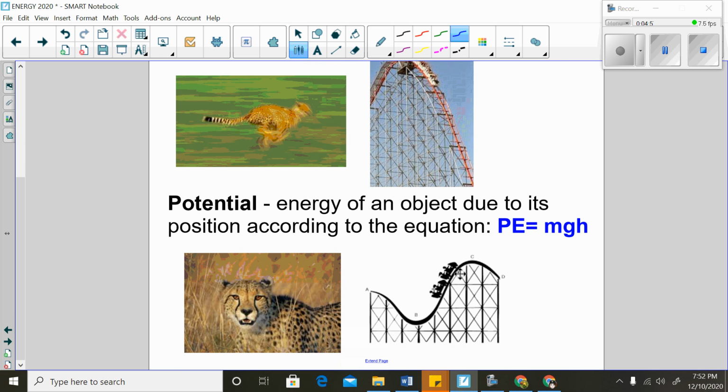Anywho, next one. The other type of energy is potential. So this is the energy of an object due to its position according to the equation PE equals mgh. So m is mass again, and the g and the h are gravity, and then its position or height, you could say. So again, take physics if you want to actually calculate this, and if you like bio better, then you can say that this animal is scoping out its prey, so it's just kind of chilling there, so it's exhibiting potential energy because it's not moving.